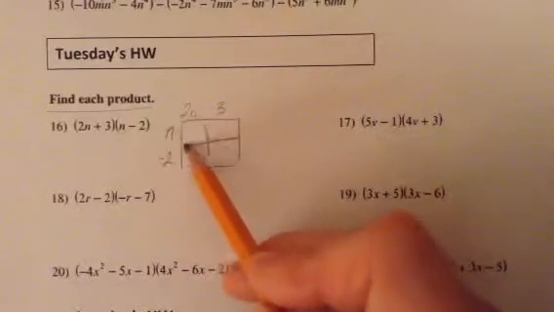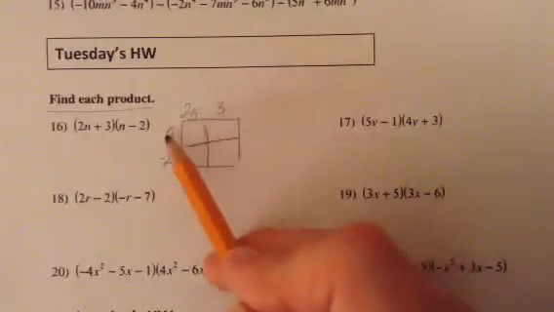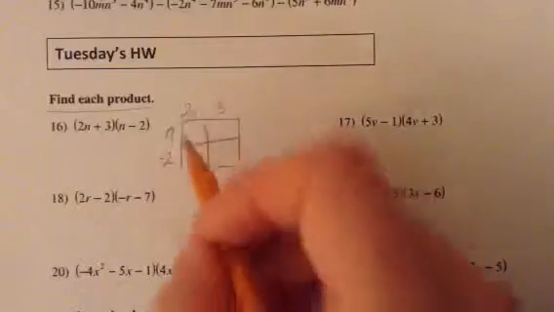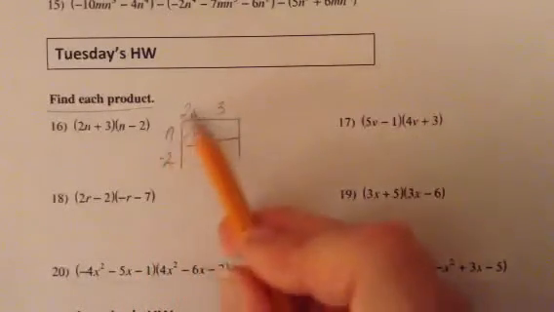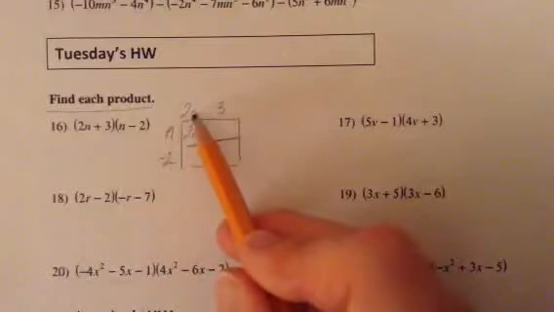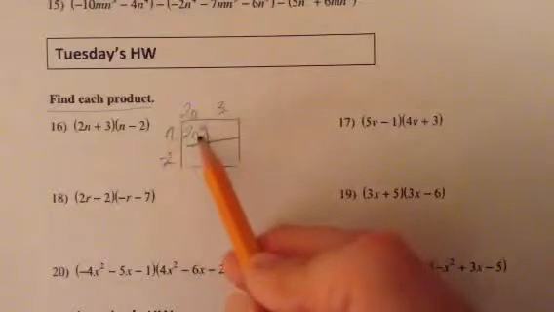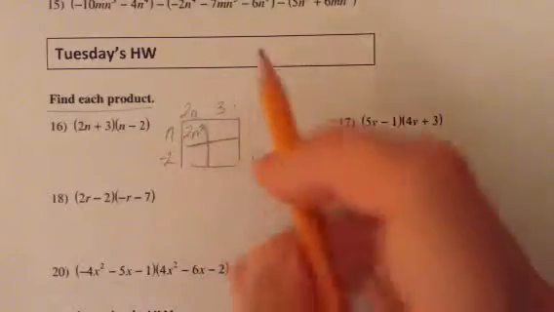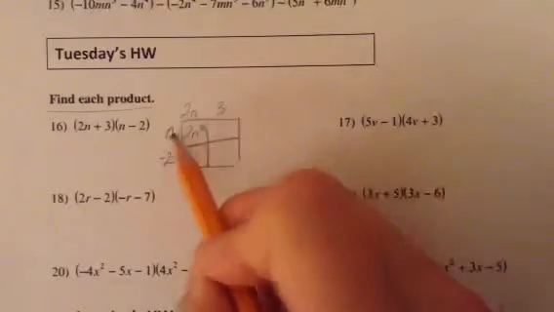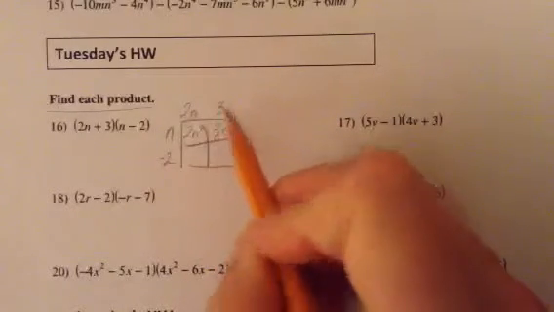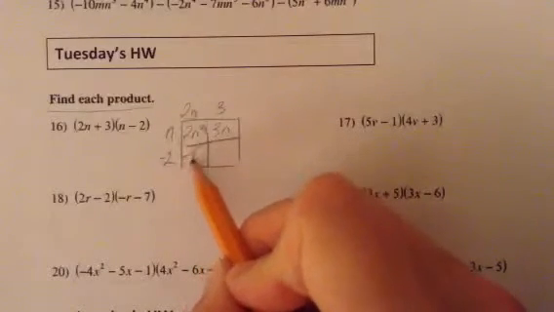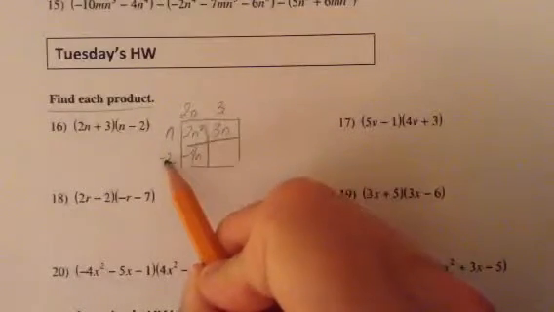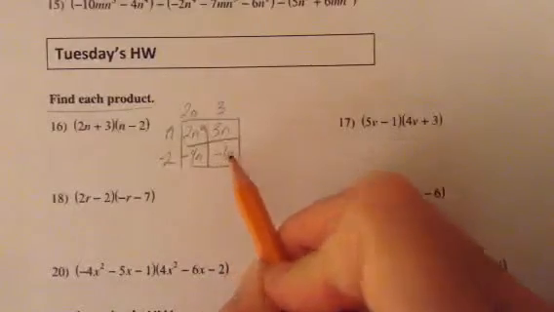We're going to find the area of just this little square, 2n times n. So 2n times n is 2n squared, because I have 1 factor of n there, 1 factor of n there, that results in 2 factors of n. In this box, 3 times n, 3n. In this box, 2n times negative 2, negative 4n. And 3 times negative 2 is negative 6.